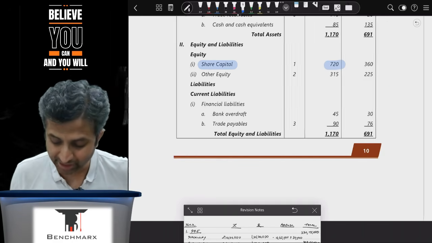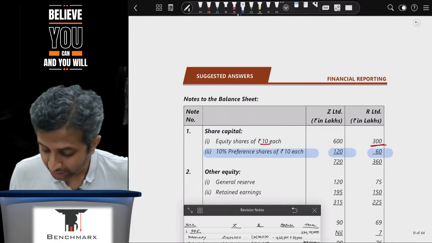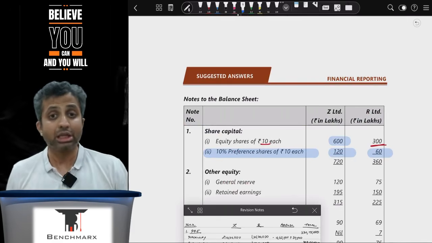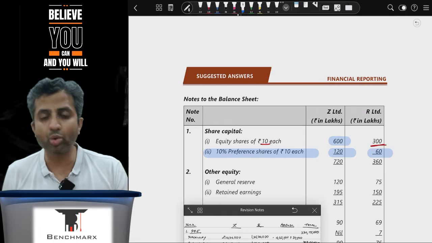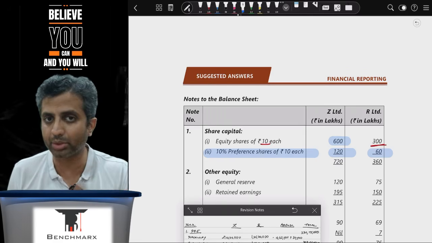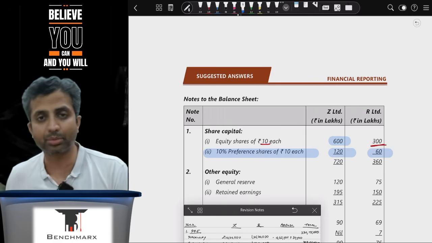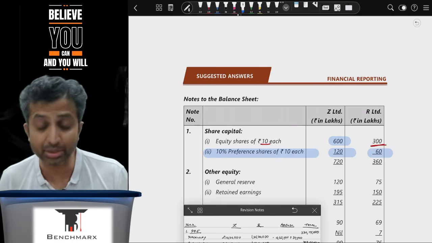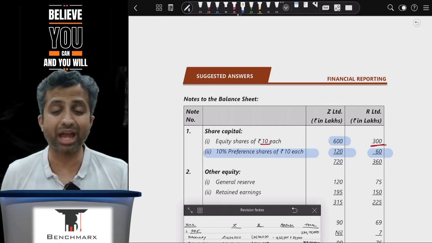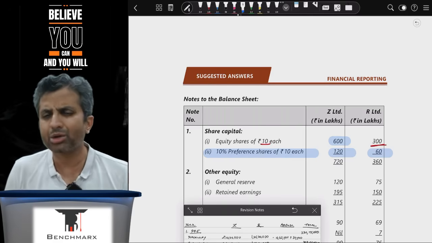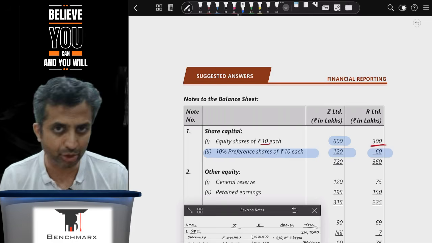Now parent share capital is 720. Now please pay attention to this. This share capital includes 600 of equity and 120 of preference. Now ideally the accounting for the preference shares depends on whether it's a liability or equity. If it is actually a liability under Ind AS 109, this will appear as a part of non-current liabilities, financial liabilities. If it is equity, then it will appear as a separate line item within other equity. It will not be shown as a part of equity share capital for sure.